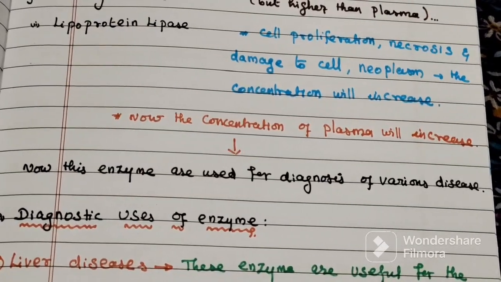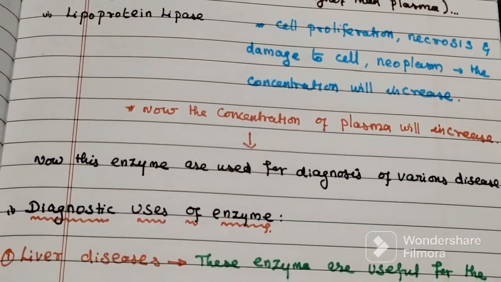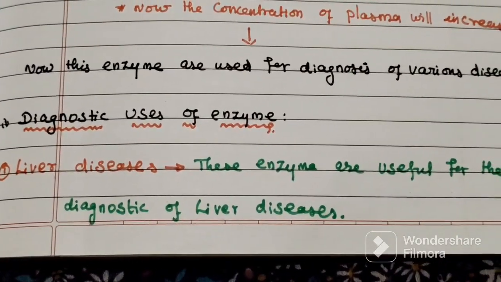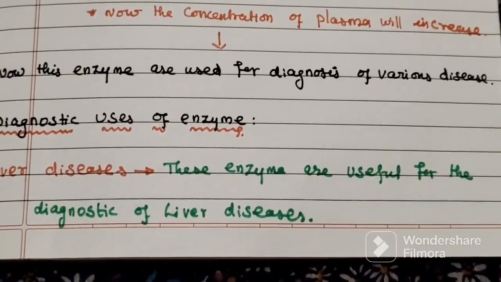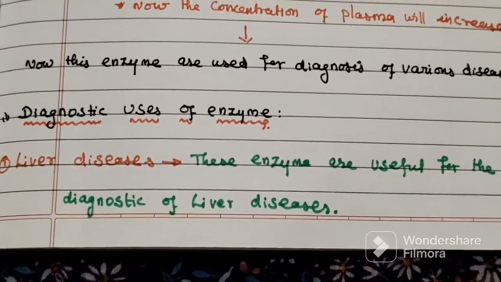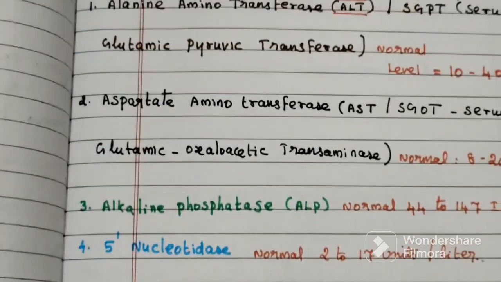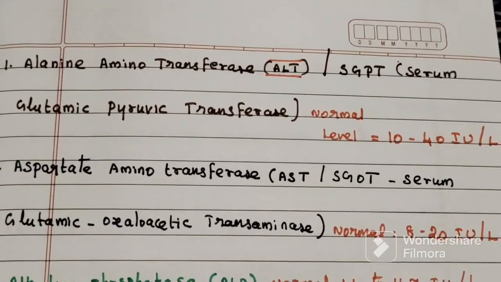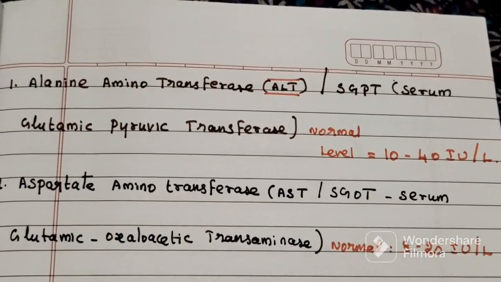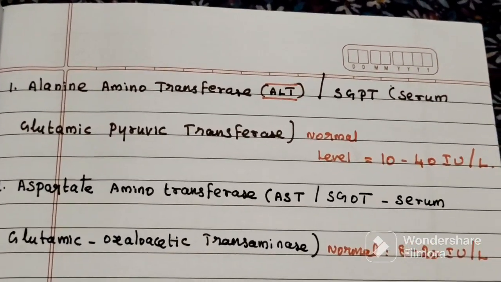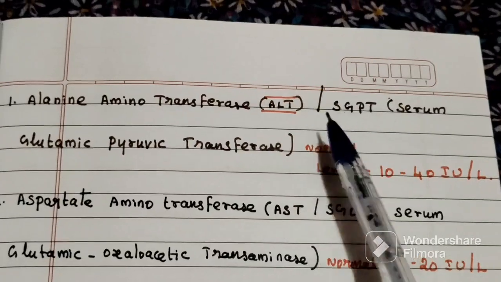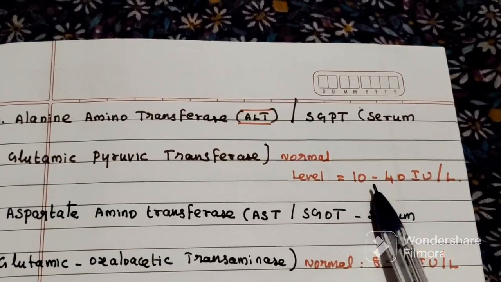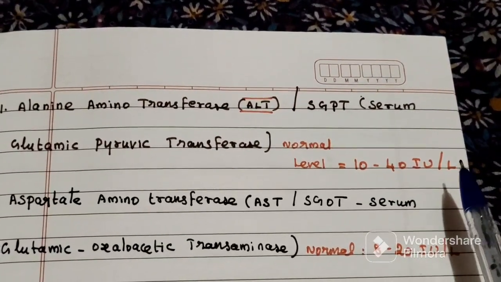There are many enzymes which are used in diagnosis of various diseases. The first important one is liver disease. These are the enzymes which are useful for the diagnosis of liver disease. So what are the enzymes? The first one is alanine aminotransferase, ALT. It is also called serum glutamic pyruvic transaminase, SGPT. The normal level is 10 to 40 international units per liter.